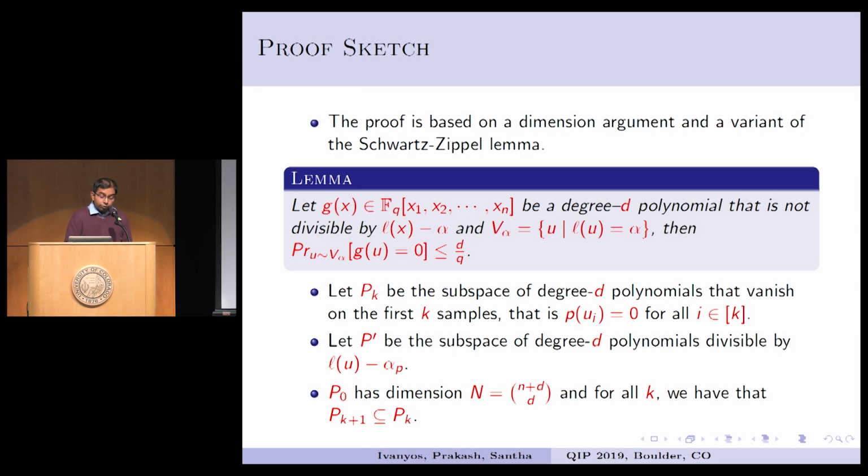So, the first observation is that P_0 has dimension n plus d choose d. P_0 is the set of all the degree d polynomials. And then P_(k+1) is a subset of P_k. So these form a chain of descending subspaces. And the goal is to show that eventually they will all fall within P prime.